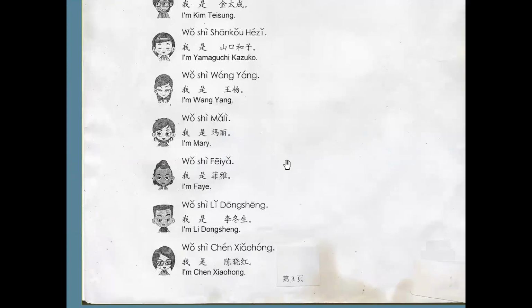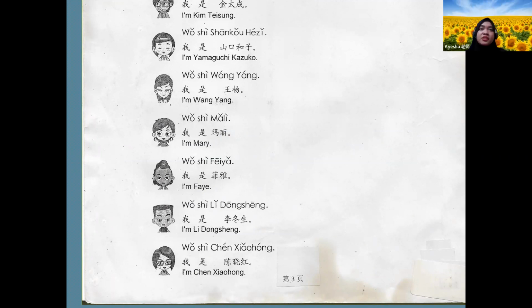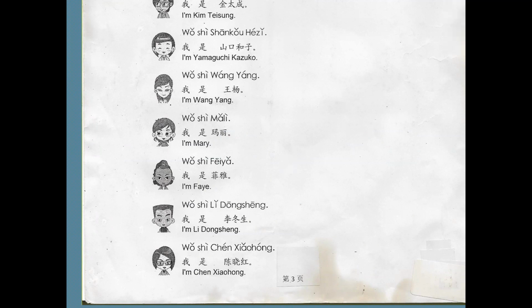我是山口二级. ZI is 子, not 己. So always remember, 己 is JI. ZI is 子. Okay, one more time. 子. Everyone, 子. 子. 子. Very good.